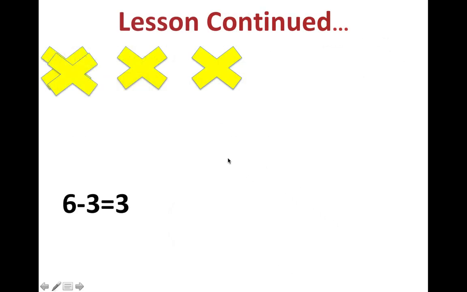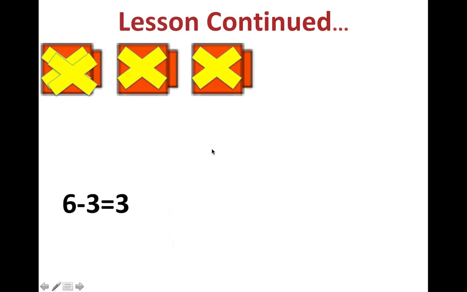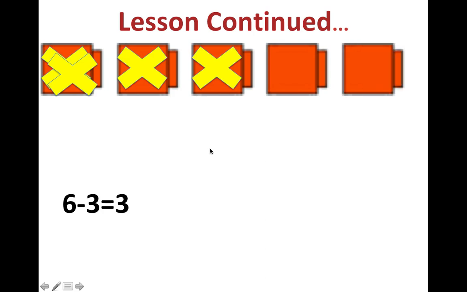Let's do one more. So now I have 6. I have 1, 2, 3, 4, 5, 6. And this is a 5 group way, where I have 5 on the top and 1 on the bottom. So 5 and 1 makes 6. Now I decided to take 3 away. I have 1, 2, 3. So I started off with 6, and I did a subtraction of 3, which means I have 1, 2, 3 left.